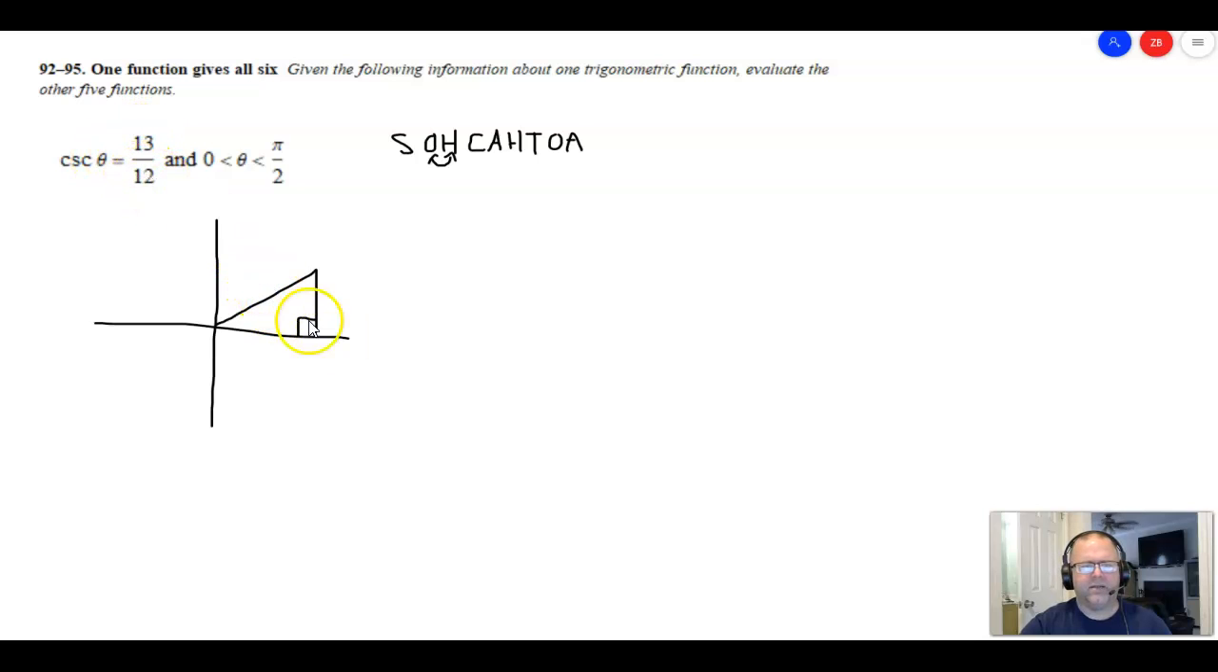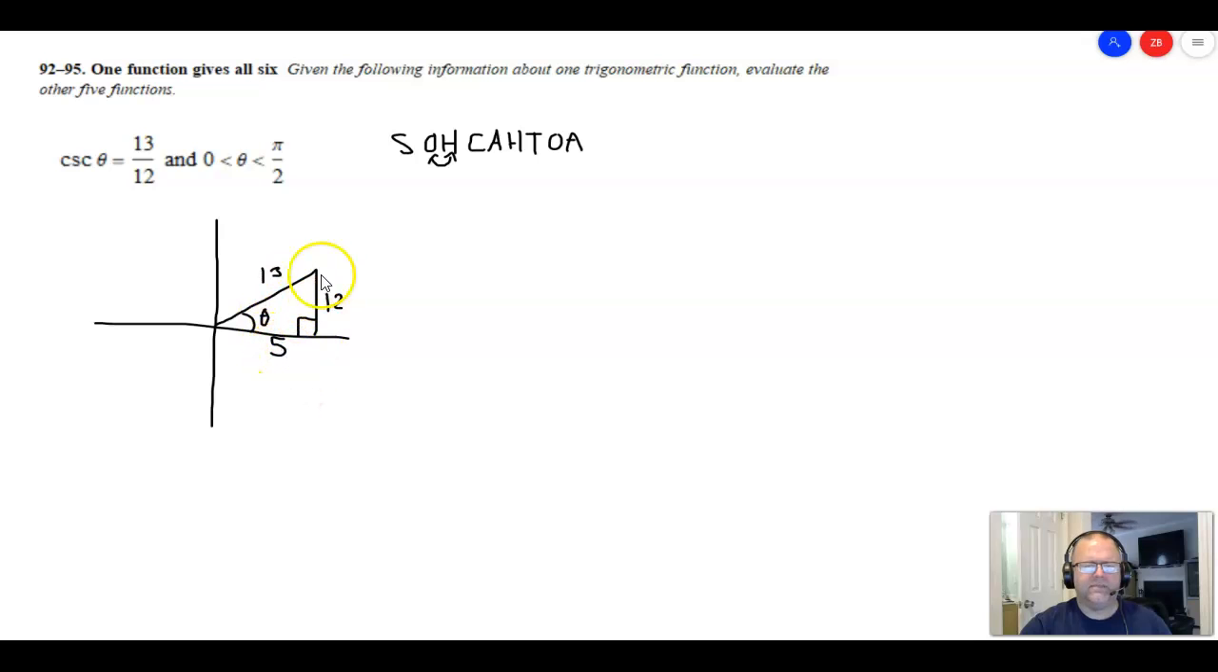So here's the hypotenuse because it's across from the right angle. So this is 13. And the opposite side from this angle here, which is going to be our theta, is going to be 12, which makes this remaining side 5. Now I know this because this is a known triangle of 5, 12, 13.